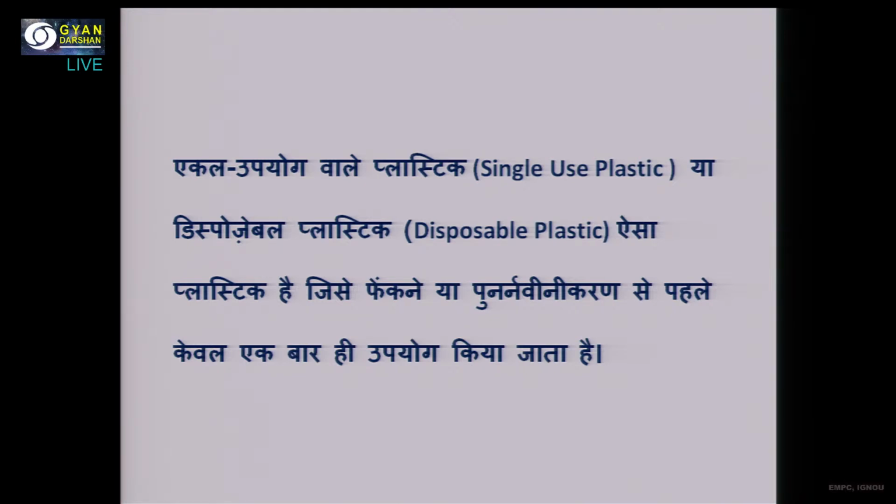तो यदि हम इसकी परिभाषा देखें कि एकल उपयोग प्लास्टिक हम किसको कहते हैं, तो एकल उपयोग वाले प्लास्टिक, सिंगल यूज प्लास्टिक या इसको हम डिस्पोजेबल प्लास्टिक्स भी कहते हैं, एक ऐसा प्लास्टिक है जिसे फेंकने या पुनर्नवीनीकरण यानी कि रिसाइकलिंग से पहले केवल एक बार ही उपयोग किया जाता है. Those substances which are intended to be used only once, which cannot be used for more than one time, they are the single use plastic items.